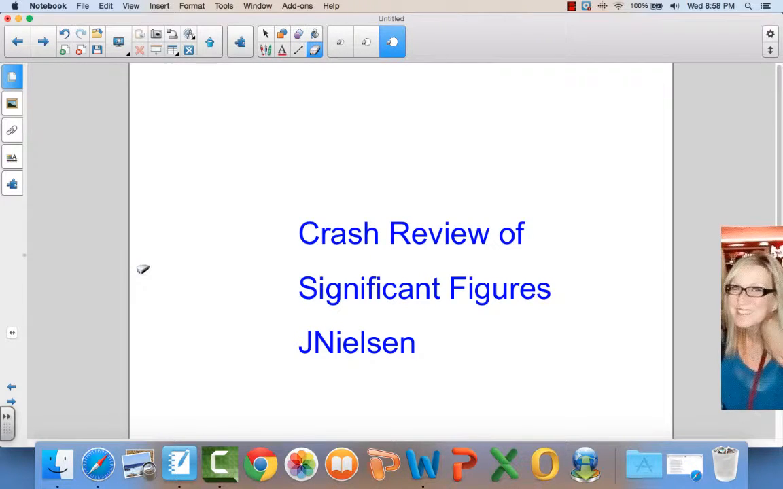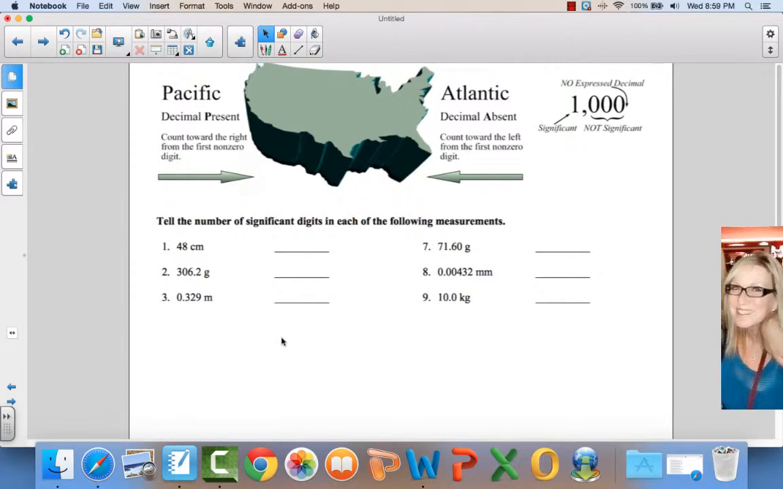Okay, so this is a crash review of significant figures, and we are going to talk about how to tell how many significant figures a value has and how to express an answer that is either added and subtracted or multiplied and divided to the correct number of sig figs. So all you need to be able to do is know a little bit of geography. We're going to talk about the Atlantic-Pacific rule.